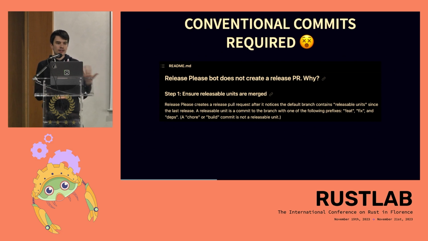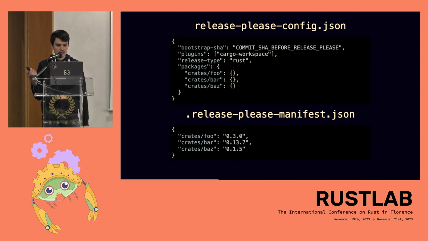And I think that conventional commits are nice, but they shouldn't be imposed. So my ideal is that if conventional commits are not used, at least you should create a release PR with the patch version updated. Also, since Release-plz needs to be compatible with different languages, it relies on some configuration to work. For example, it needs two configuration files. The first one requires the commit SHA before you introduced Release-plz, and you also need to list all the packages that you want Release-plz to manage.